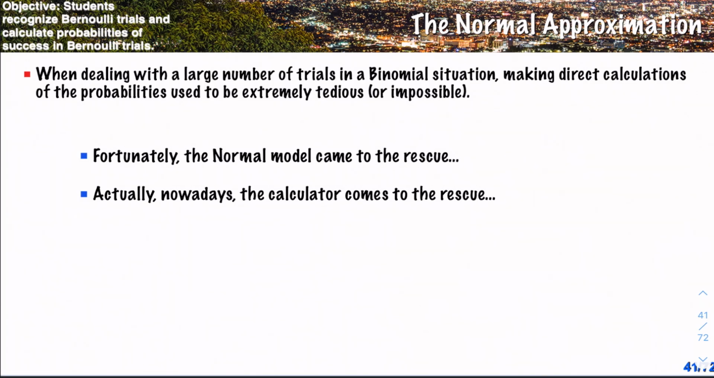So we've made it to the end of Unit 4. Here's Part 3 of Chapter 17, and this is where we make this subtle transition to talk about the normal model. So when dealing with a large number of trials in a binomial situation, making direct calculations of the probabilities used to be extremely tedious, or in fact impossible, and mathematicians would have to utilize the binomial theorem.